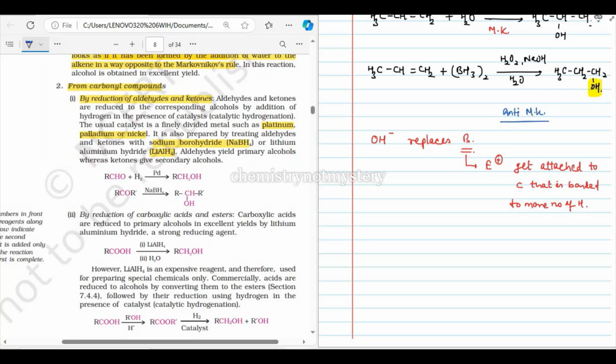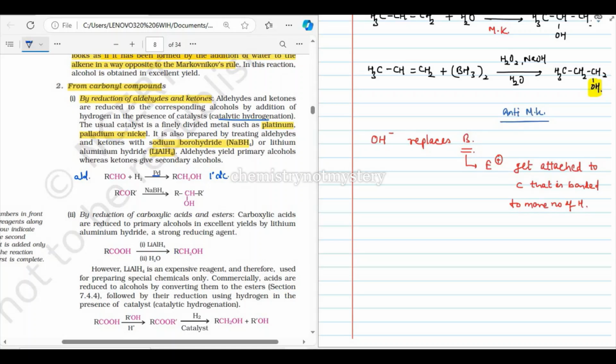So let's examine the reaction given here. Here RCHO is an aldehyde. When an aldehyde undergoes catalytic hydrogenation, that is, addition of hydrogen in the presence of a metal catalyst, here palladium is given. As it is an aldehyde, it results in the formation of primary alcohol.